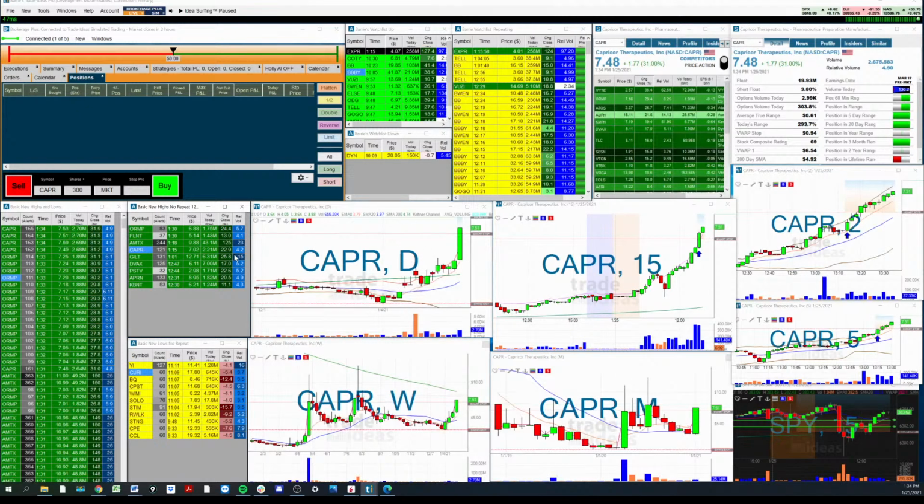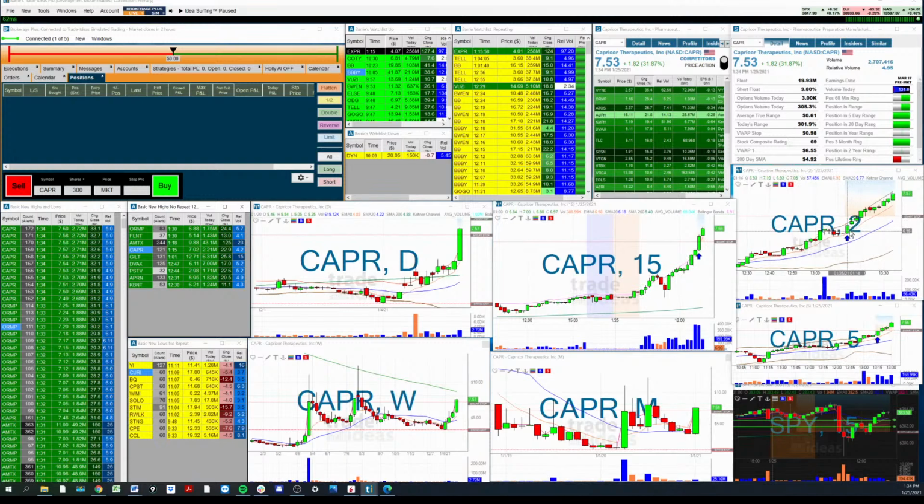Wow, what a move here. CAPR, the alert was at 702. 751 right now, yes, 751 right now. There was the alert, almost straight up on the 2-minute chart, CAPR. Guys, these are alerts for you. I'm not telling you to act on them or anything like that. I was doing my video when that happened.